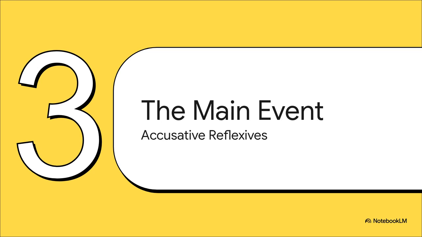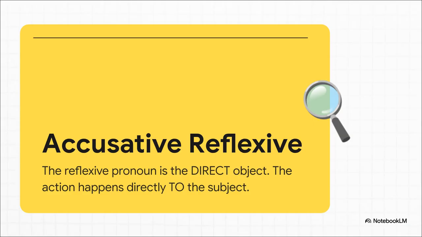All right, let's get our hands dirty with the most common type of reflexive verb you're ever going to see. This is the main event, the accusative case. This is your bread and butter, where the action is happening directly to the subject. So with these, that little reflexive pronoun is literally the direct object. You ask the question, who or what is being washed? Myself. Who's getting dressed? Myself. The subject is taking the full force of the action, 100%.